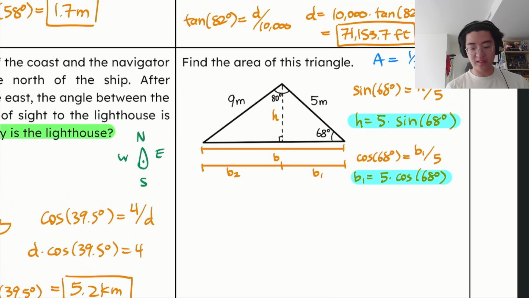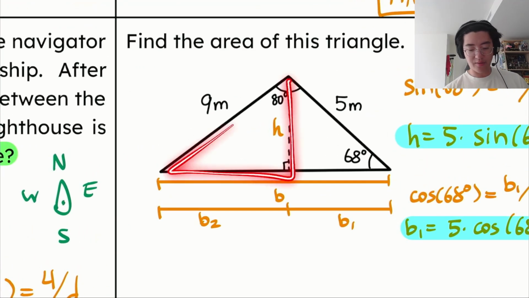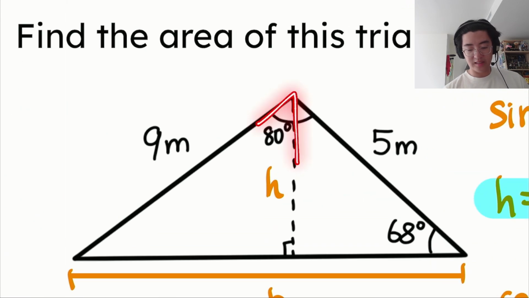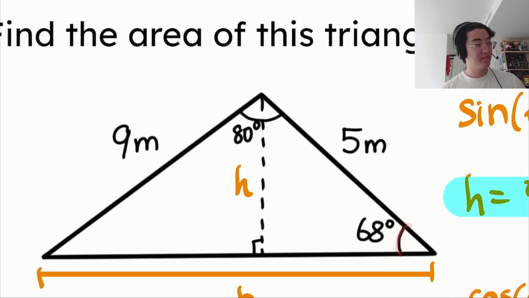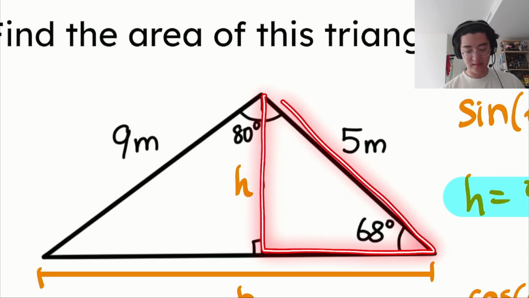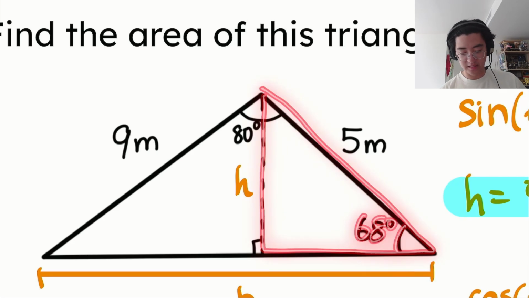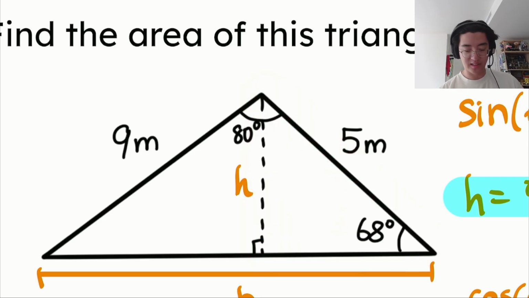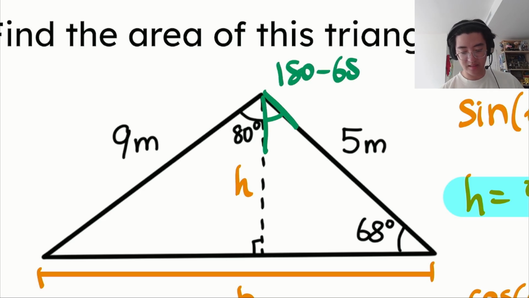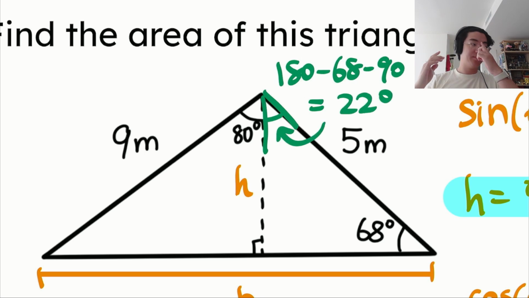For the second one, we notice that we do have a right angle here. We have 9 meters here. However, we don't know what this angle is. We know what this big angle is, that's 80 degrees, but we don't know this small angle here. Luckily, we can find out using this triangle. If this is 68 and that's 90 degrees, this small angle is just whatever's left, so 180 minus 68 minus 90. That's this angle right here on the right side.